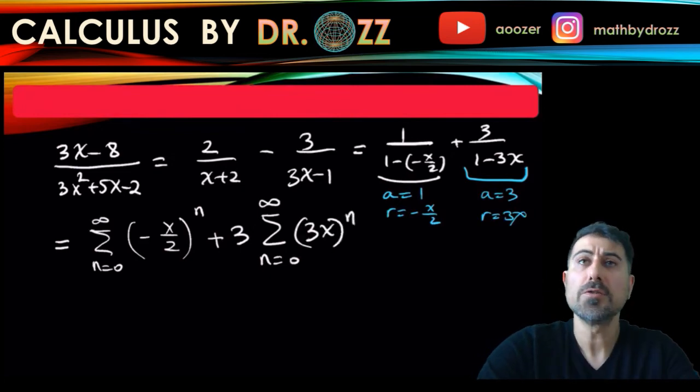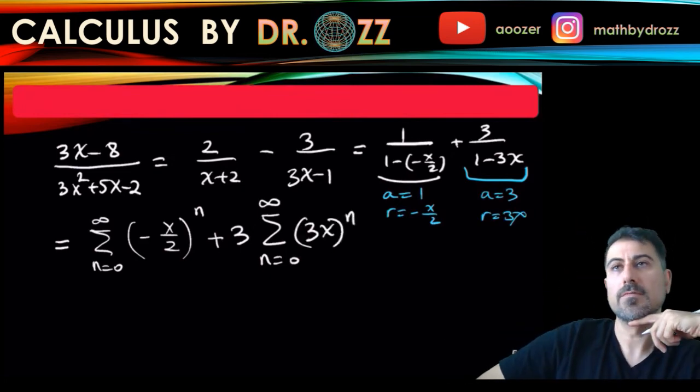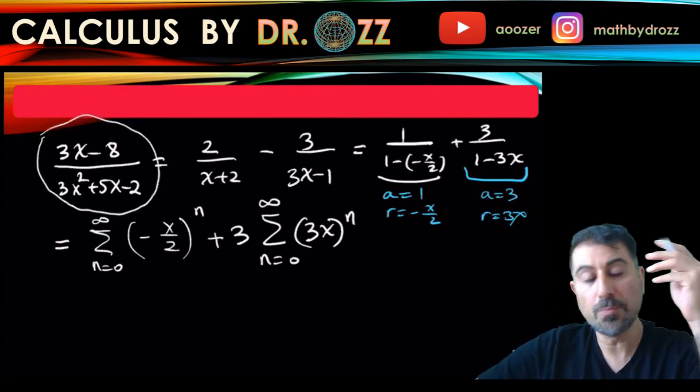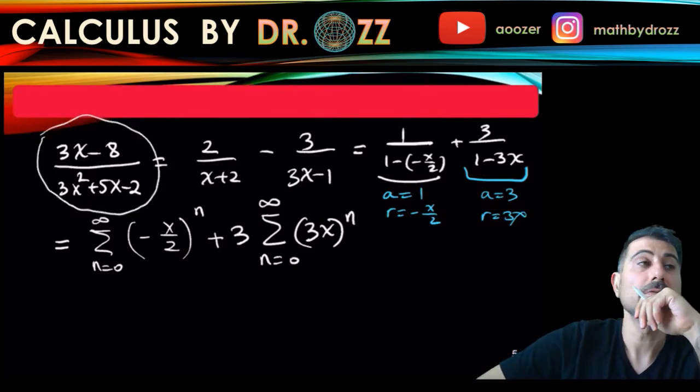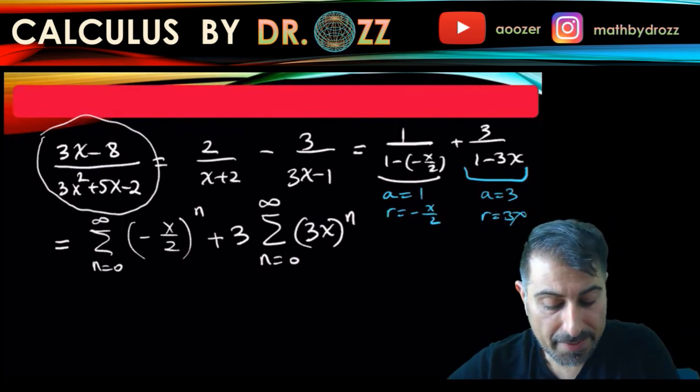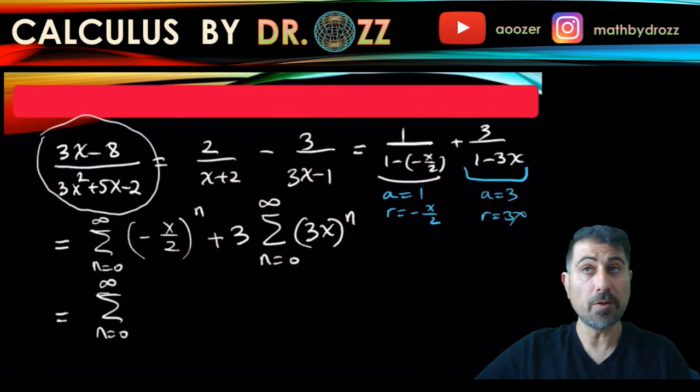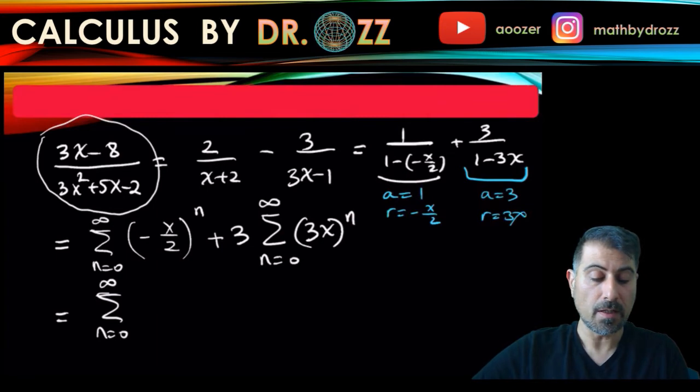3x to the power of n. So essentially, this fraction is the sum of two power series. All right, and we can combine them into one. By the way, both sums start from the same lower limit for n and same upper limit for n.